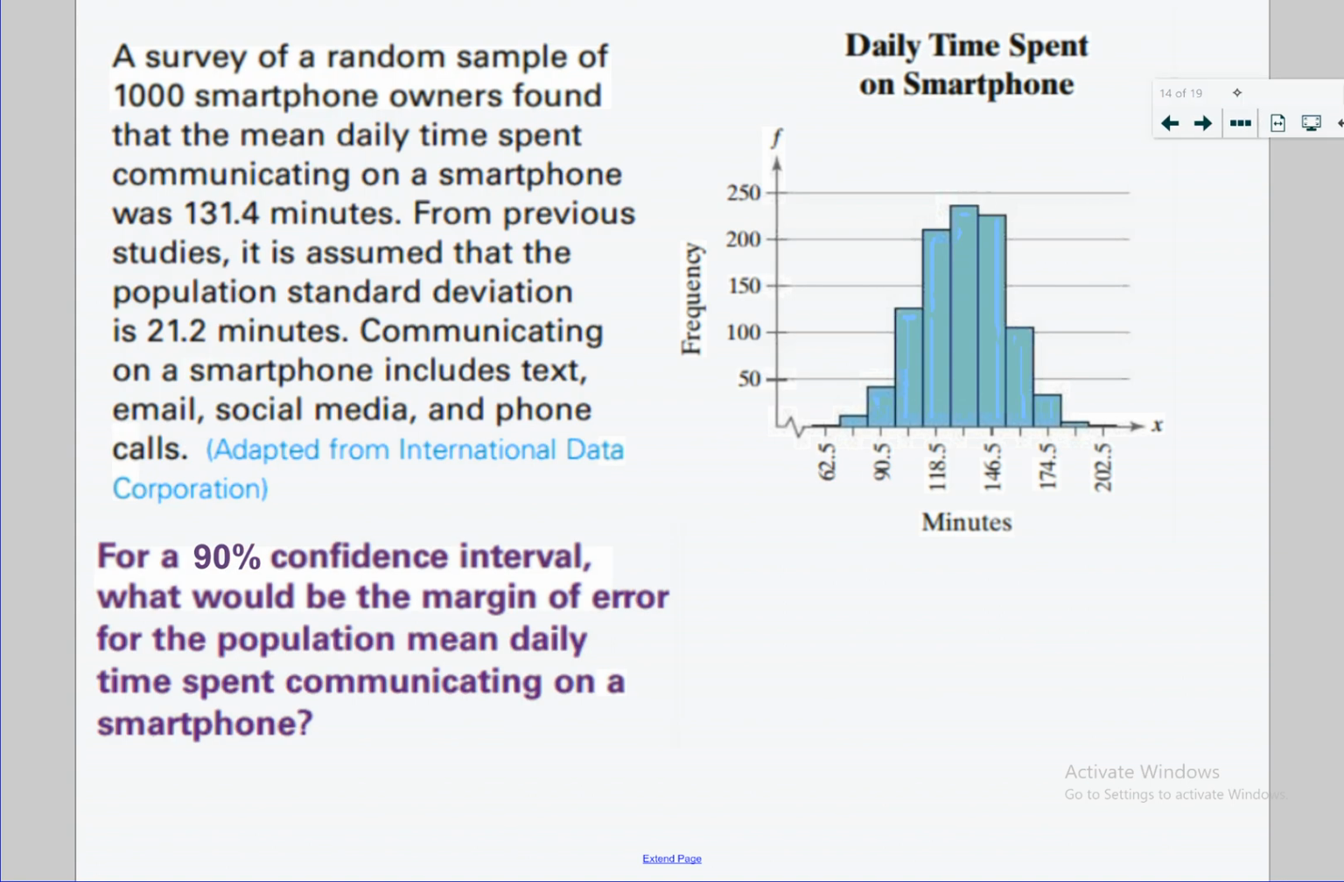All right, so in this problem, all we're going to calculate is just the margin of error. So it says, a survey of a random sample of 1,000 smartphone owners found that the mean daily time spent communicating was 131.4 minutes. From previous studies, it is assumed that the population standard deviation is 21.2 minutes. Communicating on a smartphone includes text, email, social media, and phone calls. For a 90% confidence interval, what would be the margin of error for the population mean daily time spent communicating on a smartphone? Okay, so my C is 0.9.